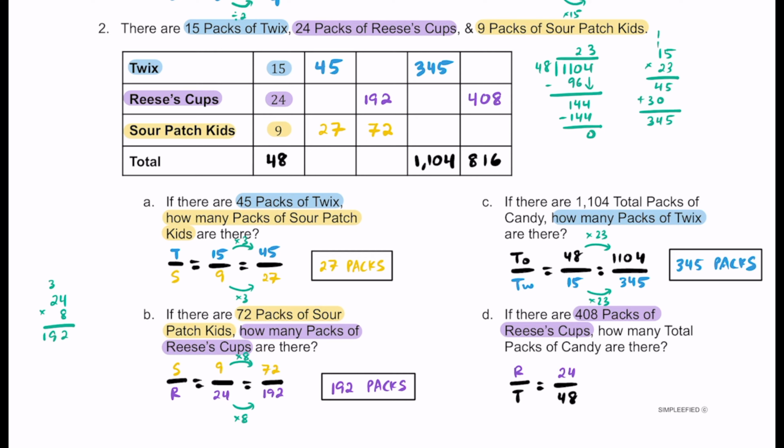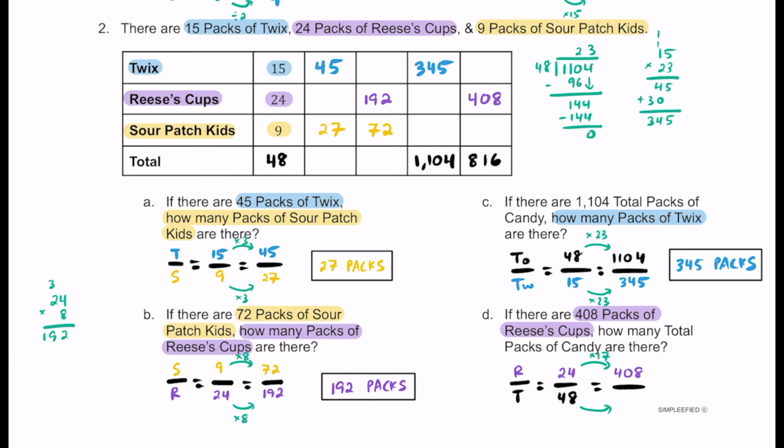And then when they told us that there's going to be 408 packs of Reese's Cups, that 408 goes on top. Then we had to figure out how many times 24 went into 408. Again, you should have done some division there, and that's going to be times 17. And then if you did 48 times 17 and wrote out that multiplication, you would get that there's 816. Okay, so that's what that would be.